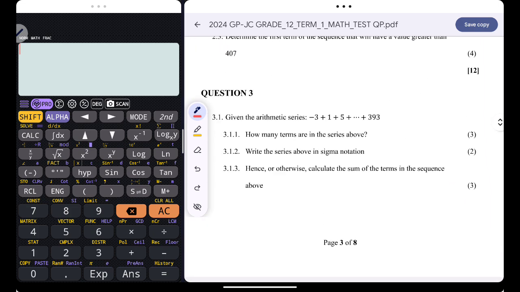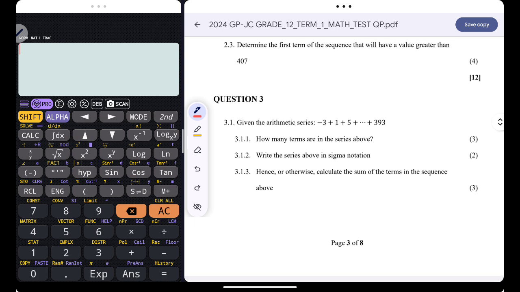Let's work. We are given an arithmetic series, and then we are being asked how many terms are in the series. For me to be asked how many terms are in the series, I must be given the value of the last term of that particular series. Are you together? So since this is arithmetic, I know that Tn is equal to a plus (n minus 1)d, right?